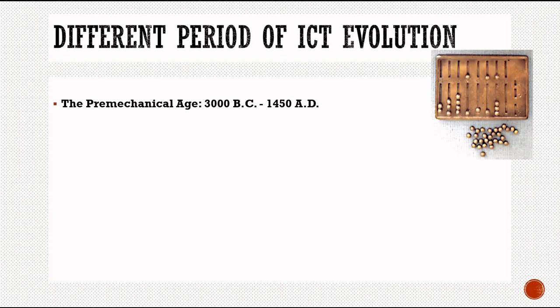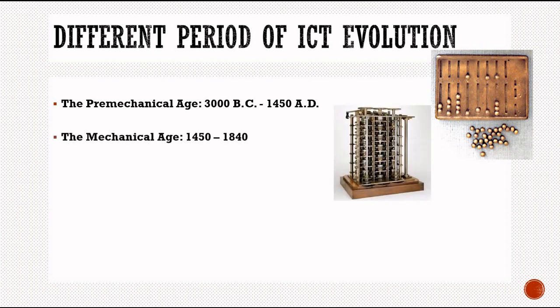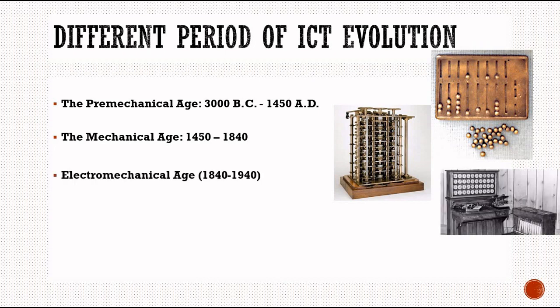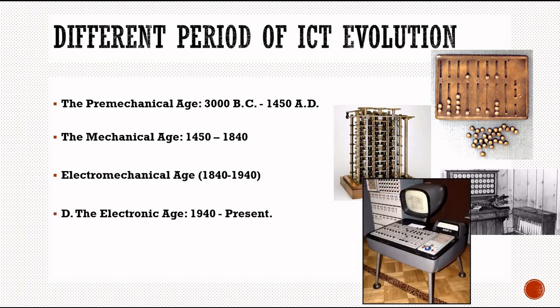The different periods of ICT evolution. The pre-mechanical age ranges from 3000 before Christ to 1450 Anno Domini. The mechanical age is from 1450 to 1840. The electromechanical age is from 1840 to 1940. And the electronic age is from 1940 up to present.